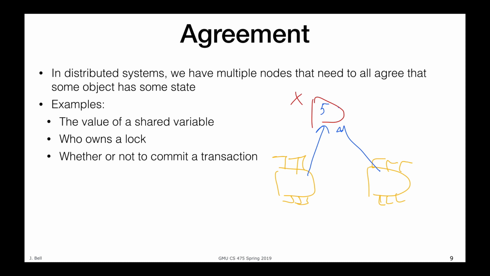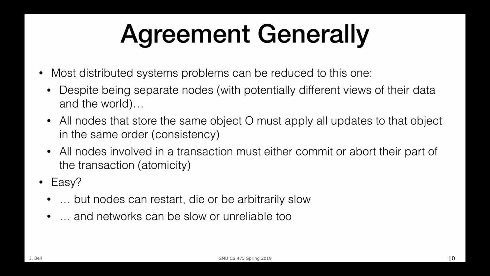Similarly, we might have distributed systems that have locks, like in your homework 3, where we have just a single central machine that's in charge of keeping track of who has locks, but maybe we all need to come together to agree who has a lock or not. So this is going to be very recurring, having multiple nodes coming to agree on some specific state. So really, most distributed systems problems can be reduced to this one.